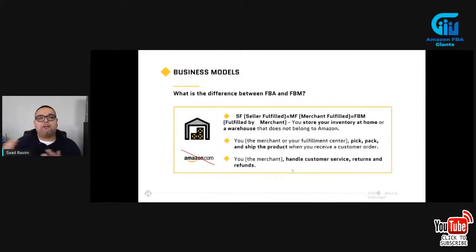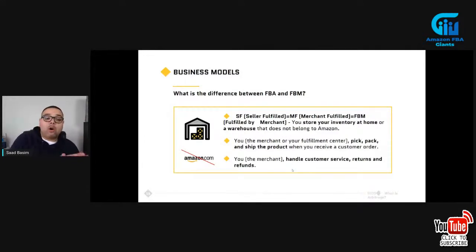Now, what's the difference between FBA and FBM? SF, which a lot of people mention, is the same as MF, which is seller fulfilled or merchant fulfilled, and also FBM. So if you hear these terms, FBM, MF, SF, they're all the same. SF means seller fulfilled, MF means merchant fulfilled, FBM is fulfilled by merchant. All of them are the same thing, it just depends where you listen, who you listen to, and what kind of terms they use. But they're all the same.